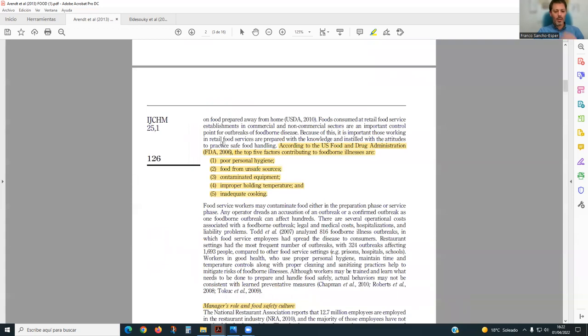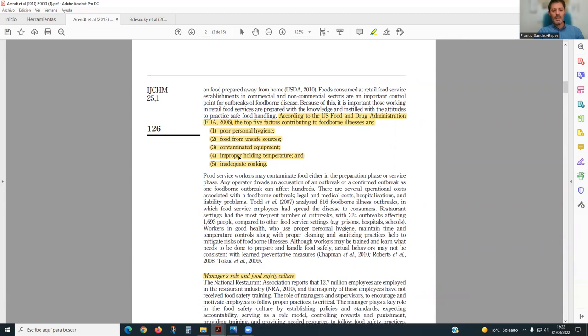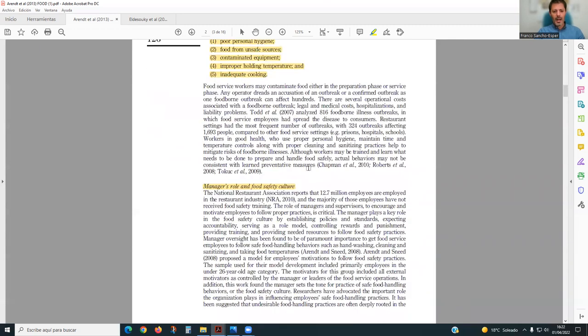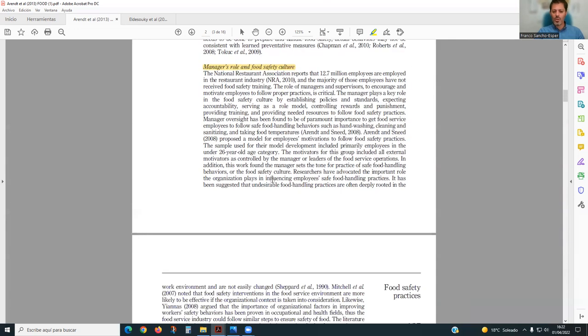And they have found an interesting study from the US Food and Drug Administration where they highlighted the top five factors contributing to foodborne illness, such as poor personal hygiene, food from unsafe sources, contaminated equipment, improper holding temperature, and inadequate cooking. So these things may be used throughout the study to create the codes we are going to use to classify the information. Apart from that, they analyze another element that is manager's role and food safety culture.